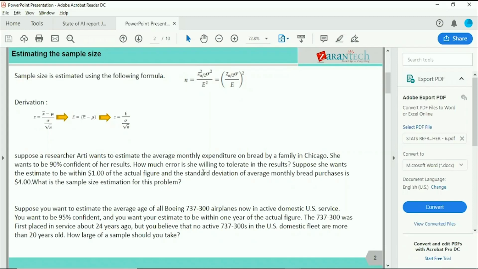Okay, so the difference should be the estimate to be within $1 of the actual figure, right? What is the actual figure? The average monthly expenditure that we don't know. We don't know, right? Now you don't have a value for this, so you can't put x minus something. But we have a value of x bar minus mu, which is 1. We need not worry about mu or x bar. Okay, now I get it.